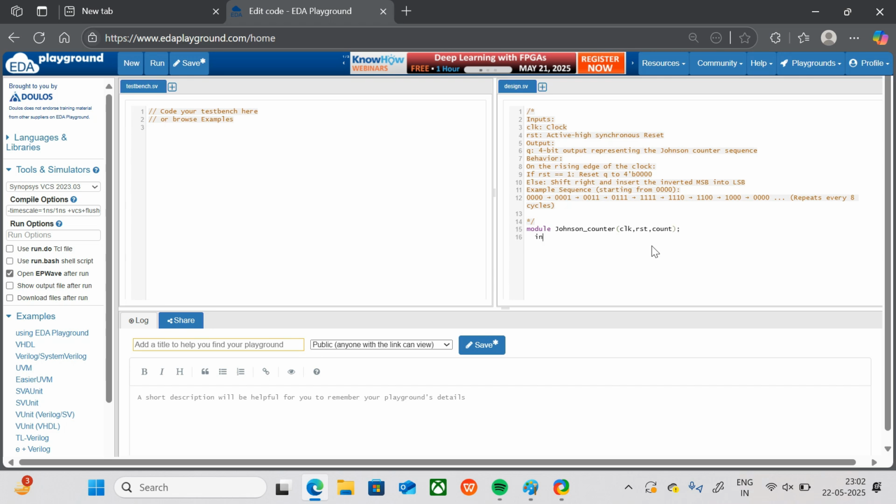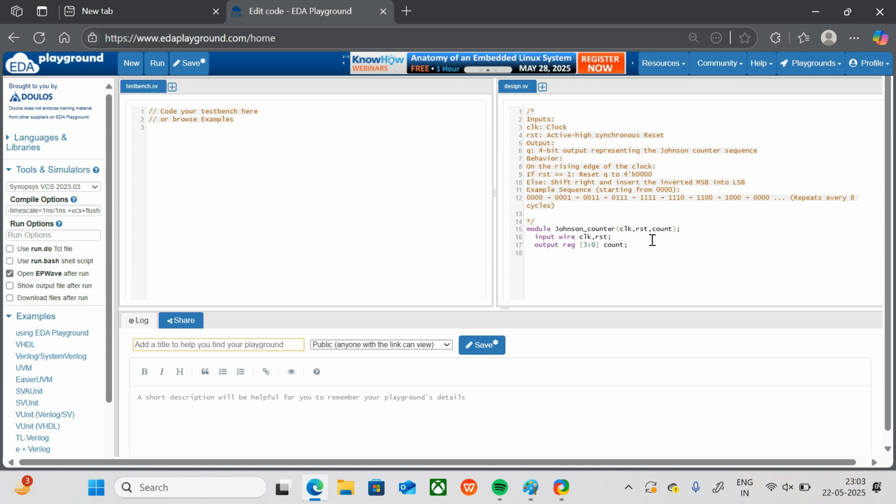Now let's declare its ports. Input wire clock, and reset is also an input signal, and count is an output signal. Since we have 4 bits, we have to consider a 4-bit count signal. So output, and it should be reg type, [3:0] means 4-bit, count. This is how we can declare our ports for the Johnson counter. Now let's start the logic implementation.